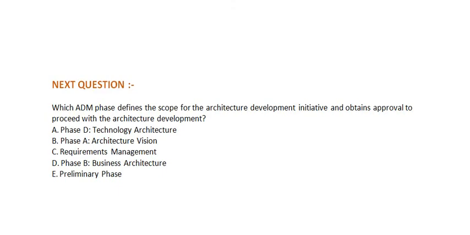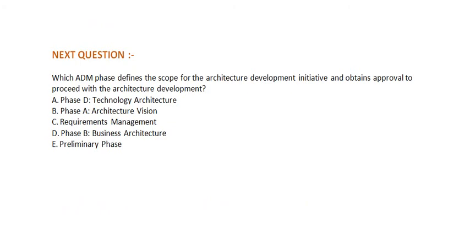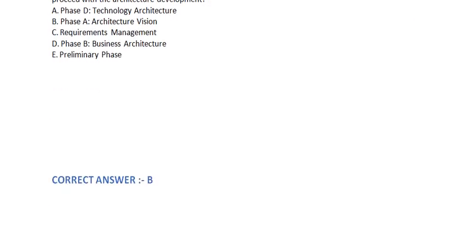Next question is, which ADM phase defines the scope for the architecture development initiative and obtains approval to proceed with the architecture development? Option A, phase D, technology architecture. Option B, phase A, architecture vision. Option C, requirements management. Option D, phase B, business architecture. And option E, preliminary phase. The correct answer is option B.